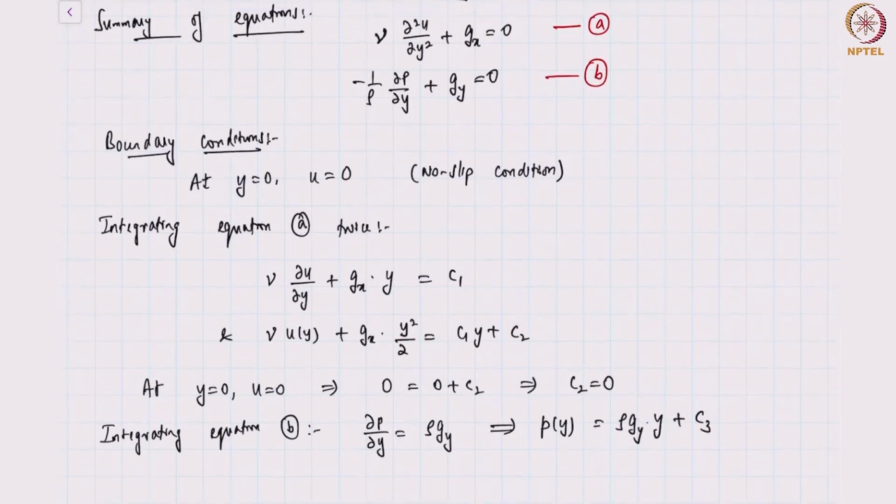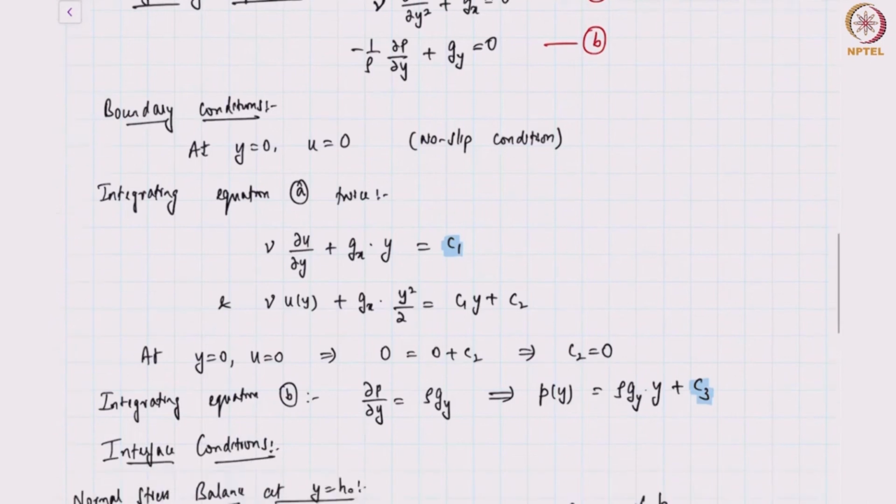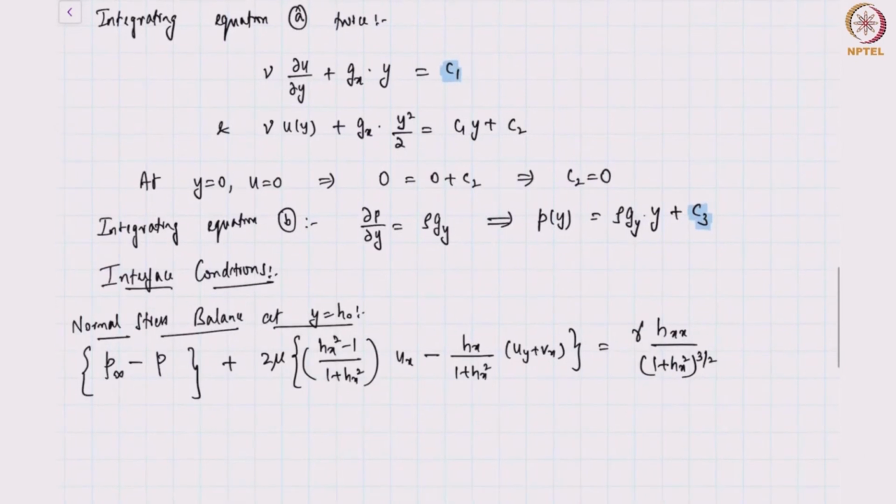And we also know the next condition that we have to now look at interface conditions to get C1 and C3. So let's highlight them. So we still don't know C1, as we still don't know C3. So now we need interface conditions. To do this, I've already written down the normal stress balance from the previous lecture.